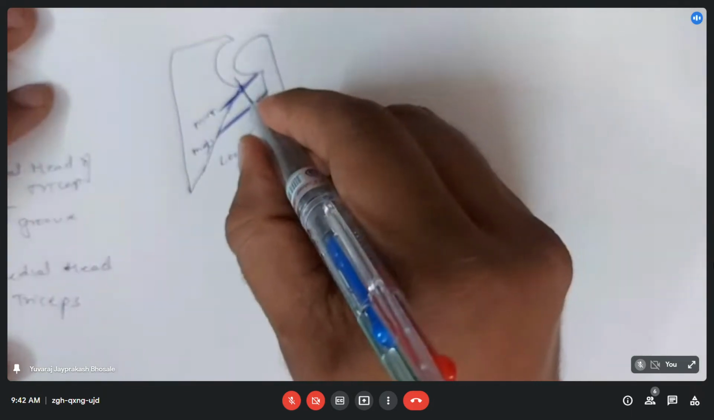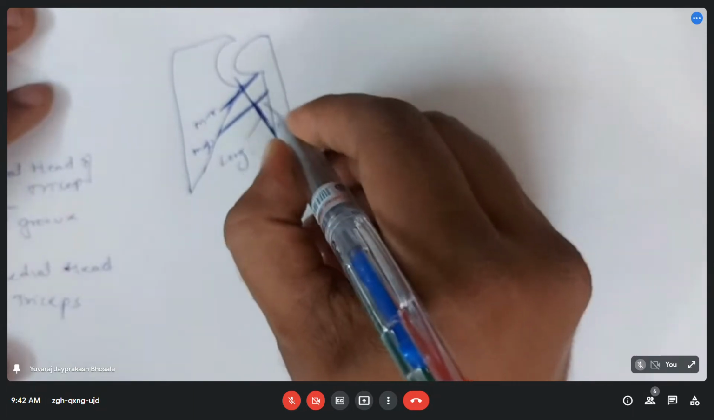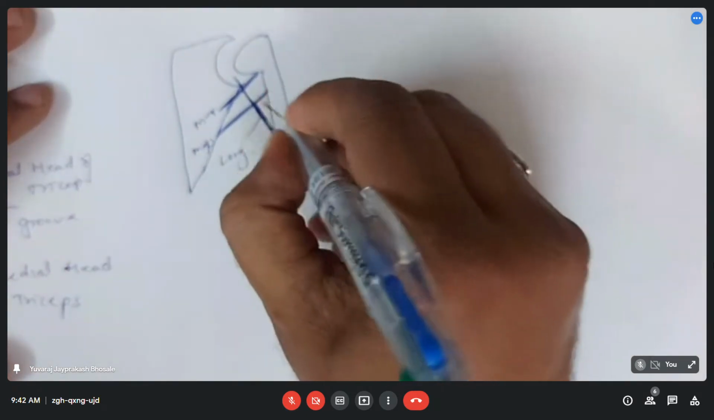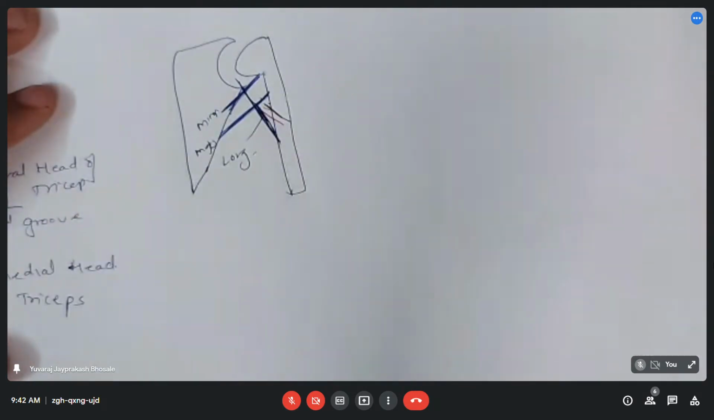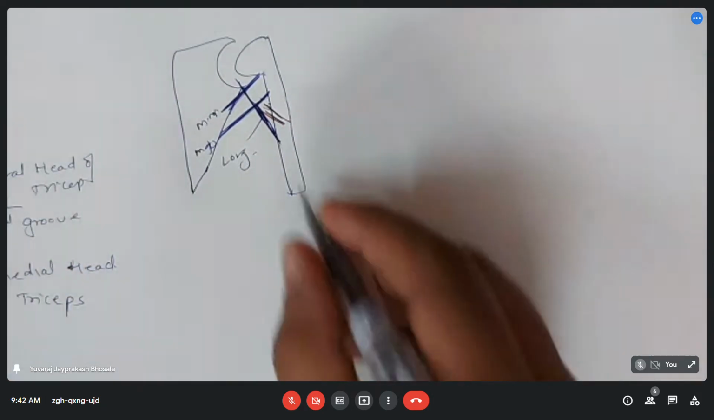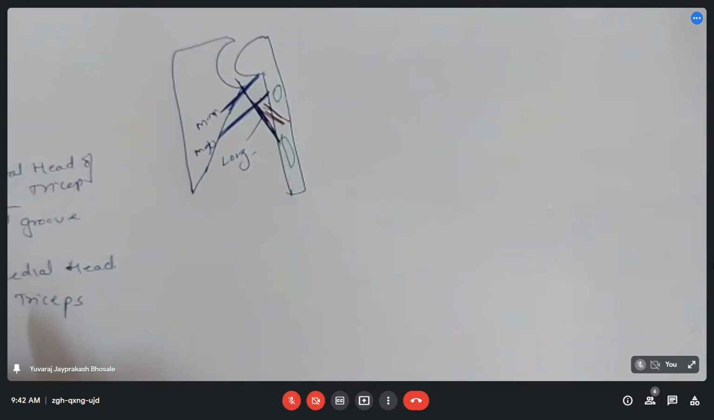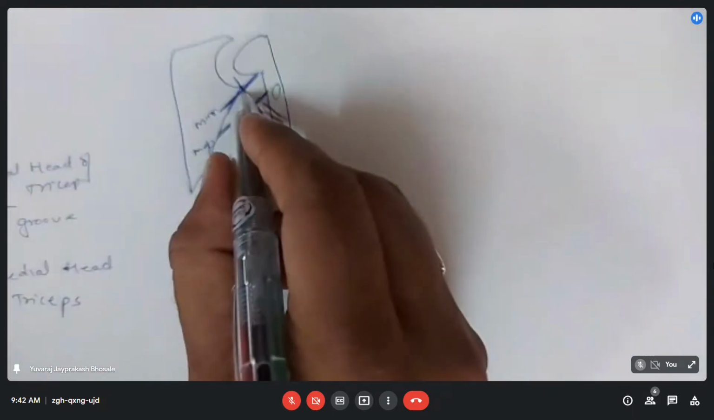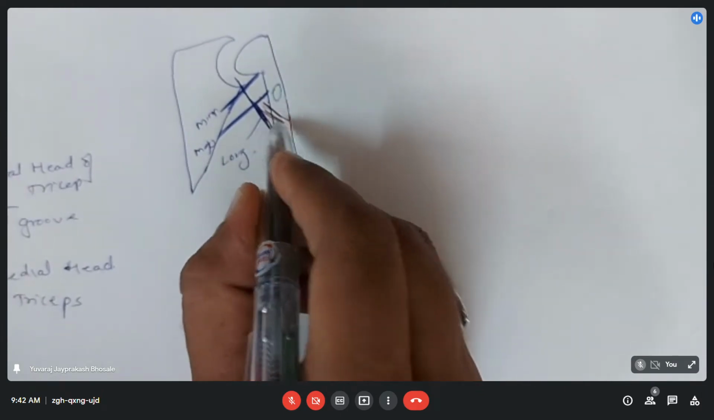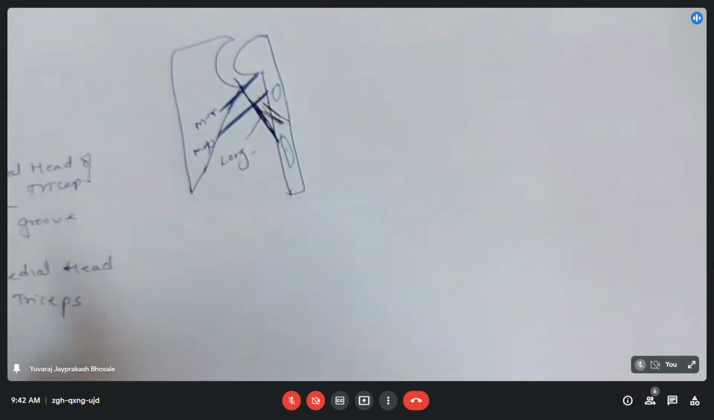So this space is the lower triangular space, through which the profunda brachii artery and the radial nerve come out. And above this, here is the lateral head, here is the medial. So three heads of triceps, 1, 2, 3, and coming out of the lower triangular space and going into the radial groove are the radial nerve and profunda.